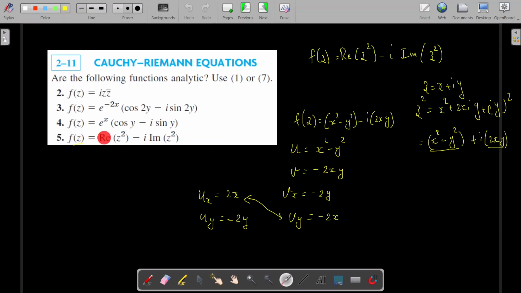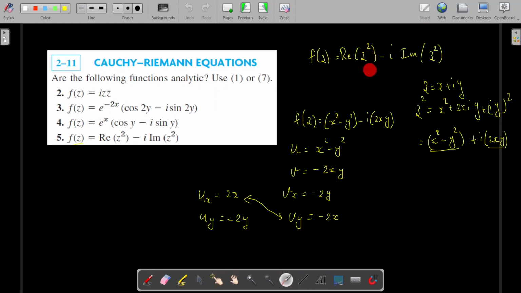Now we may do the fifth problem. F of z equal to real part of z square minus i into imaginary part of z square. So here the function is not written in the form u plus iv. So we substitute z equal to x plus iy. Then z square is equal to x square plus 2x iy plus iy's whole square, and combine the real part. Here i square is minus 1. So you have x square minus y square plus i into 2xy.